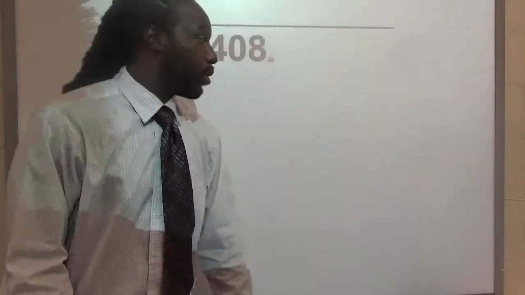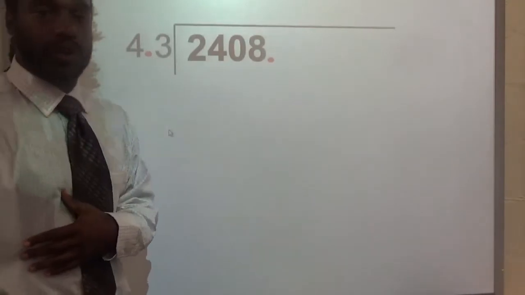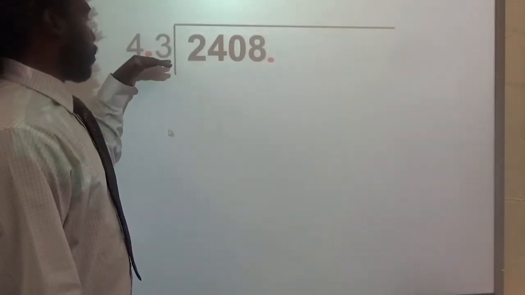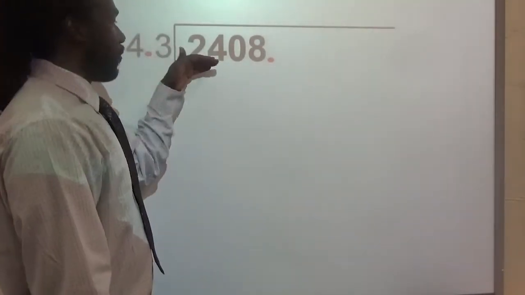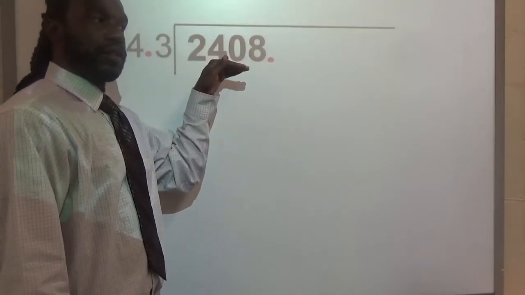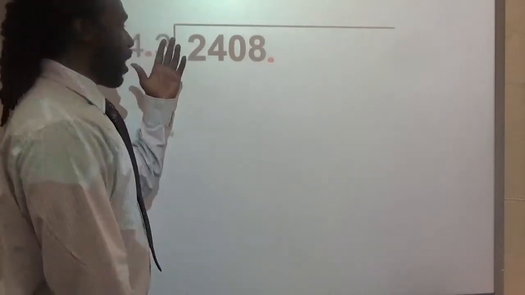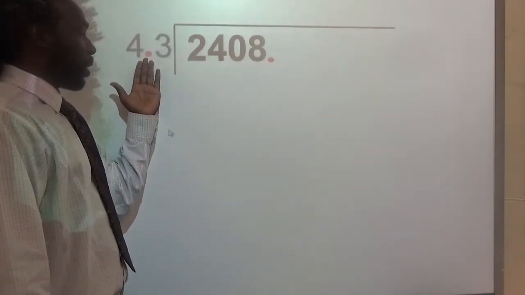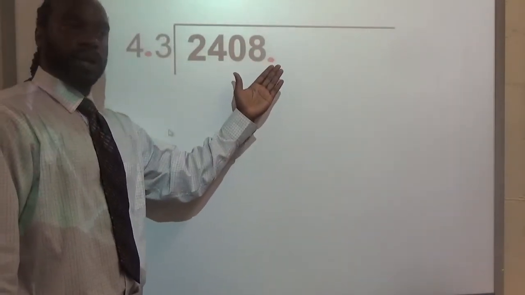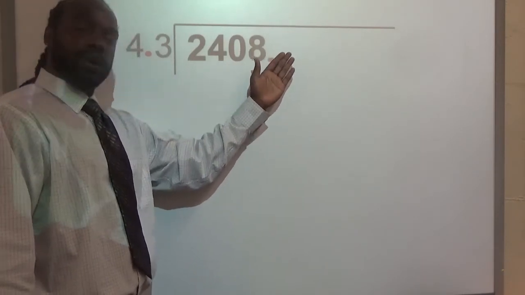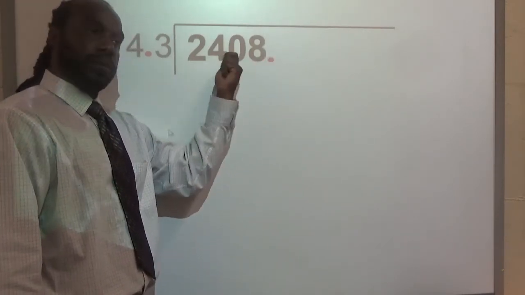You ready? Let's go. All right, so if you take a look, you see we have 4.3, or 4 and 3/10, divided by 2,408. As you take a look here, you see I have a decimal point here. I also have a decimal point here at the end of this problem. Normally it wouldn't be there, but you have to imagine that it would be there.